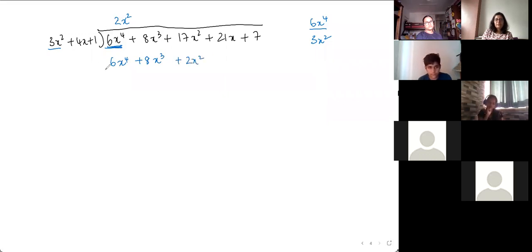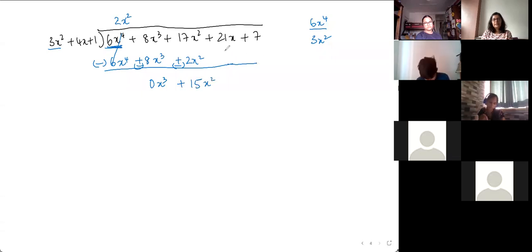2x square. So like normal division, once you have this, you subtract this whole thing. So the sign of each will change. This will get cancelled, this is also getting cancelled. Okay, so this is 0x cube. Plus 17 minus 2 will be plus 15x to the power 2. Okay. So then bring this down. Plus 21x, because here there is 0.